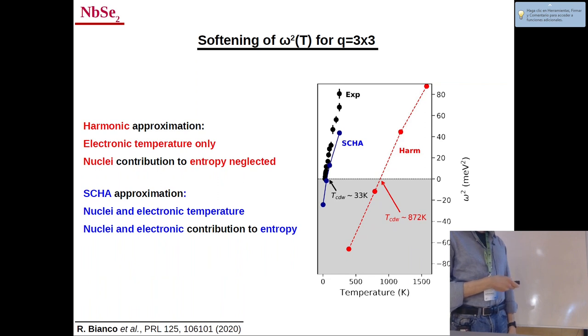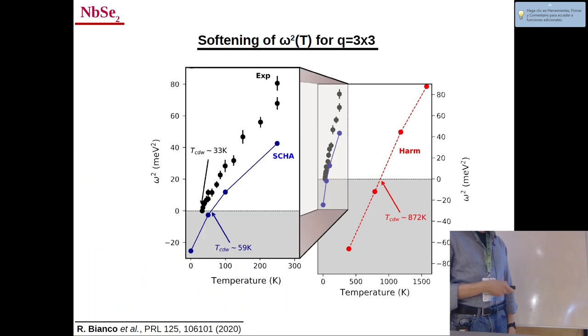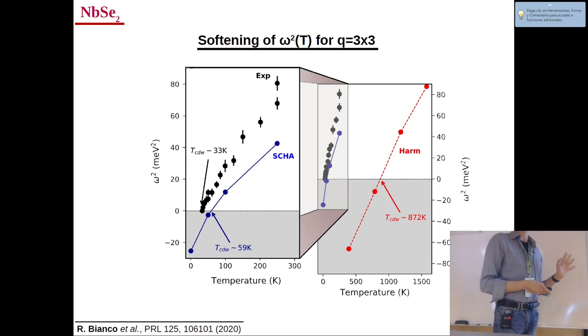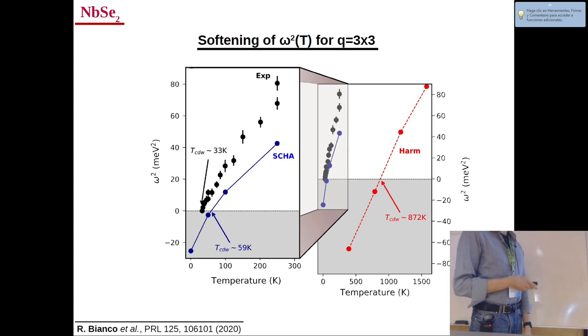The line is much closer to the experimental one. So you go from almost 900 Kelvin to 60 Kelvin, which is much closer to the experiment. As you can see, it's fundamental to use the entropic contribution from the nuclei if you want to describe a displacive second-order phase transition, a charge density wave, for example.